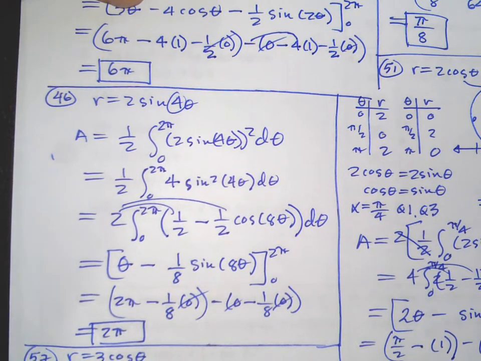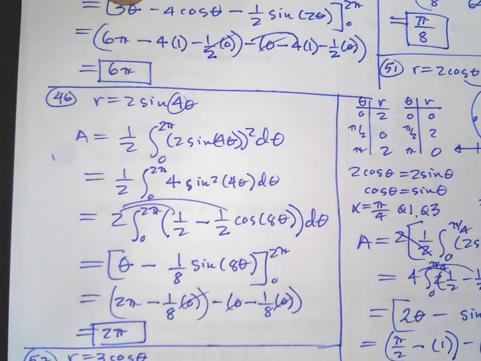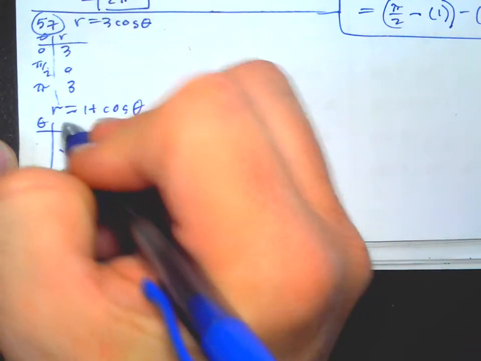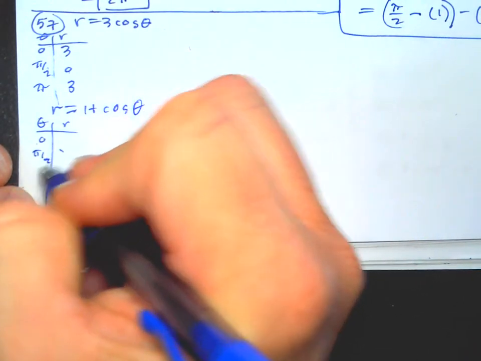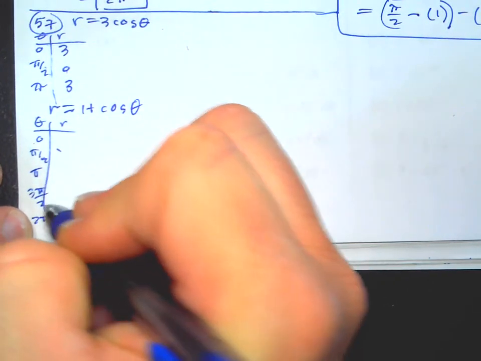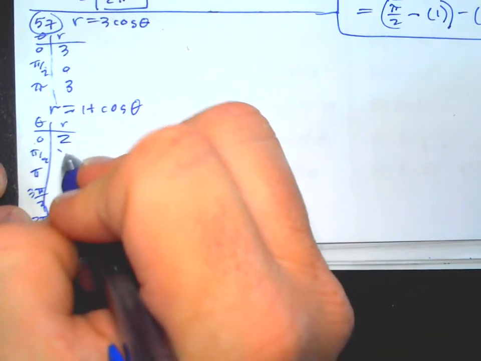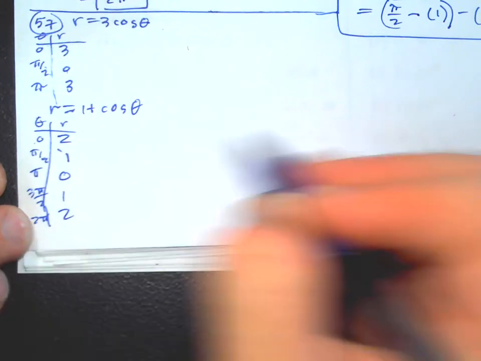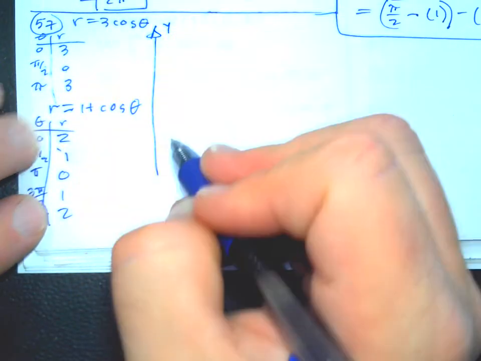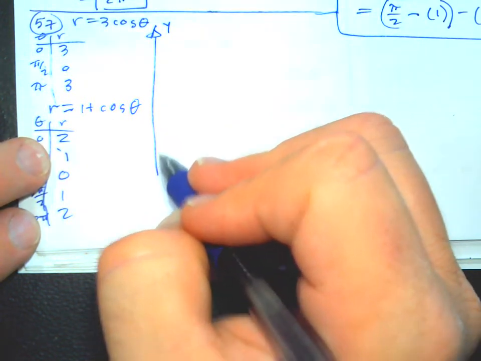And then the other one is a cardioid, 1 plus cosine theta. Both of these are going to look kind of sideways. Theta: 0, pi over 2, pi, 3 pi over 2, 2 pi. So r is going to be 2, 1, 0, 1, 2. I'm going to put them on the same graph. I think we go up.